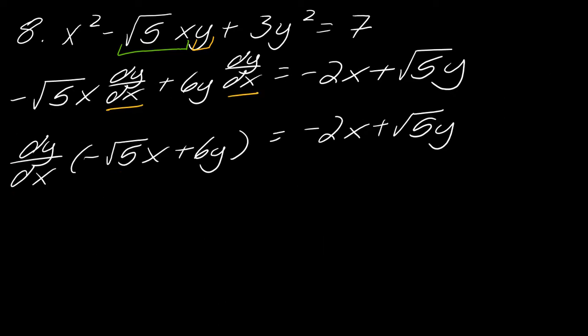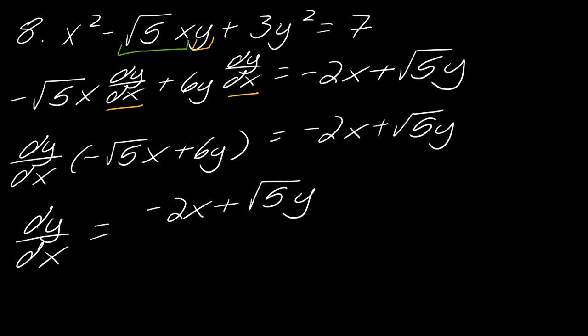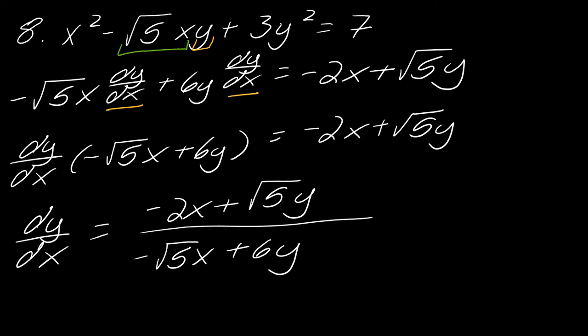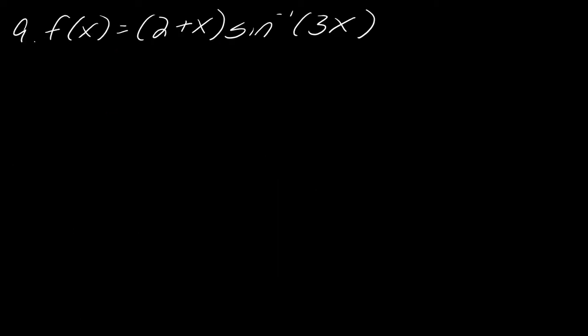Okay, so now I can just divide out this part here, the part I don't want, to solve for dy/dx. So I have dy/dx equals negative 2x plus the square root of 5 y over negative square root of 5 x plus 6y. And we're done. So number 9, we've got 2 plus x times inverse sine of 3x.